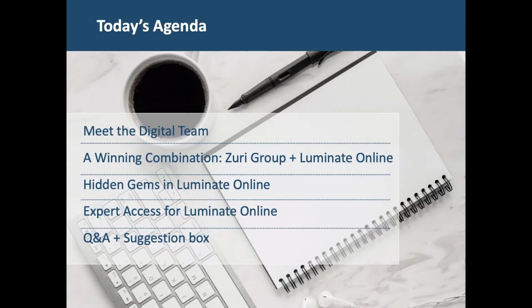Then we'll dive into our expert access program and show you some examples of solutions that we've created for other organizations that really amplify their use of the tool. As I mentioned before, we have some space towards the end for questions and answers. And then we also are going to open a suggestion box. We want this to be interactive in a way where after you leave the session today, you feel comfortable reaching out to us and letting us know some of the areas that you struggle with in Luminate so we can help you through those spaces.